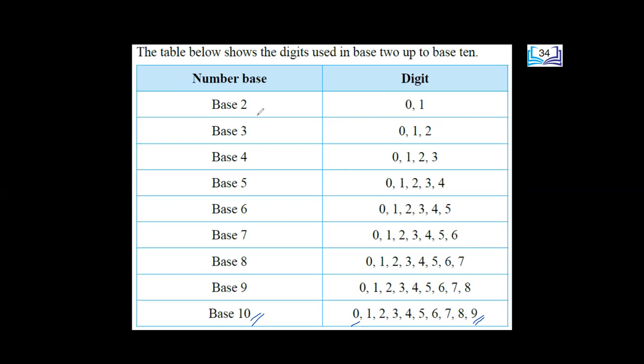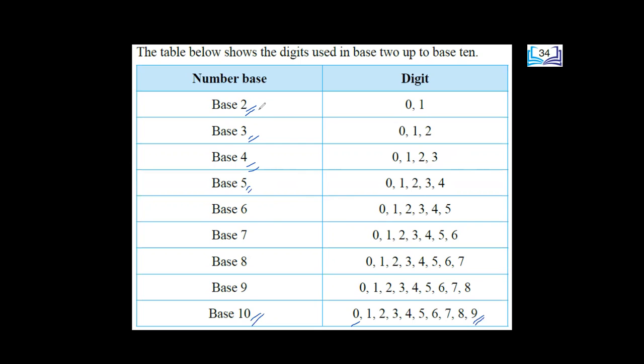The same idea applies to base 2. Base 2 consists of only 2 digits, not including 2. Base 3 has 3 digits, but not including the digit 3. Base 4 is 0, 1, 2, 3, and doesn't have 4. Base 5 is 0, 1, 2, 3, 4, and doesn't have 5, and so on. Base 2 has 2 digits only, not including digit 2.